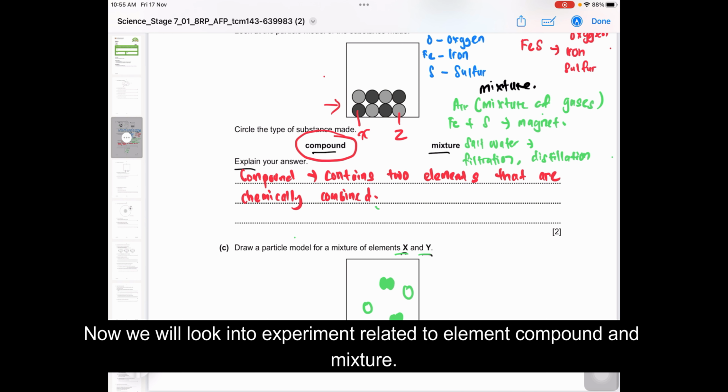Now we will look into experiment related to element, compound and mixture.